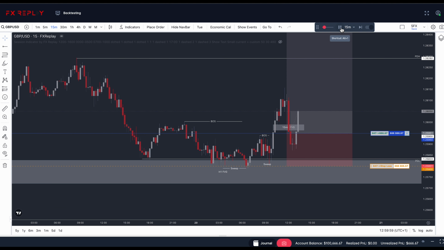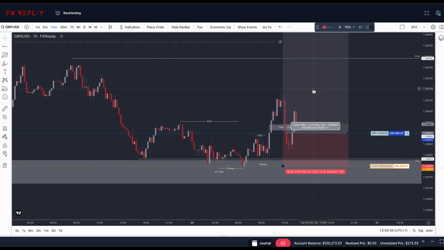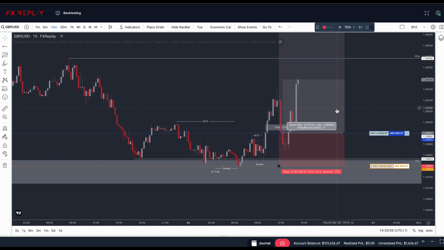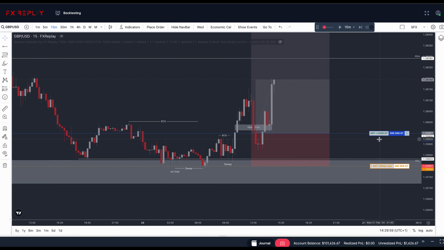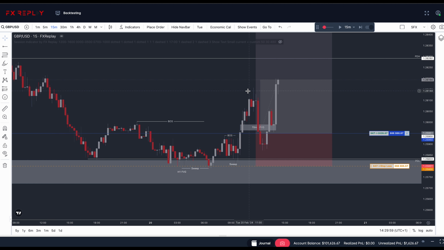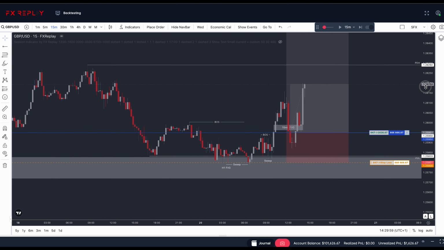Okay, we are pushing out. We are currently in the profit of 273 USD. Push higher. Now, currently in the profit 1k and 600 USD. Now, we broke this high. So this is the time where you want to place break even and be safe, right? You want to place break even. Why? Because we broke the short-term high.